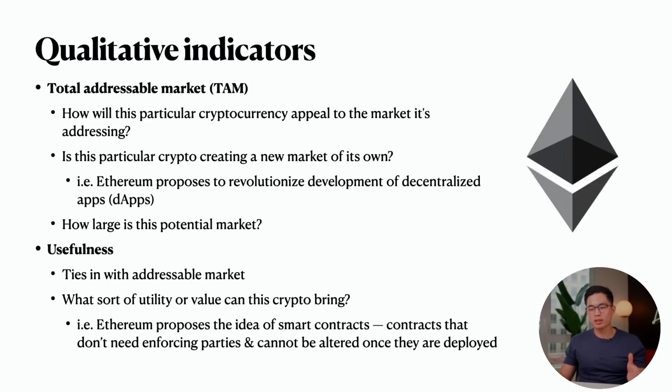Another qualitative indicator is the total addressable market, TAM. And you're going to be asking, how will this particular cryptocurrency appeal to the market it's addressing? Like, is it actually going to be creating a new market of its own? For example, Ethereum, it's proposing to revolutionize the development of decentralized apps. So that was a brand new use, and it's something that had a lot of utility to it. And the usefulness, basically this ties in with the addressable market, like what utility or value can this crypto bring? If it's just a cash grab, then it's probably not going to have any utility. But if it actually does have some usefulness, then that is something that you do want to see with a cryptocurrency coin.